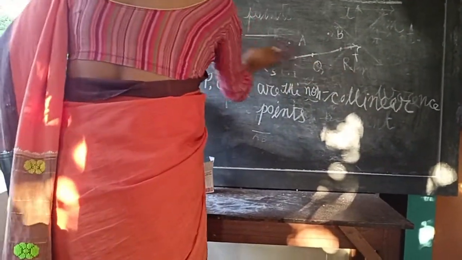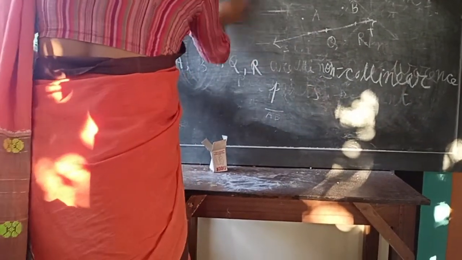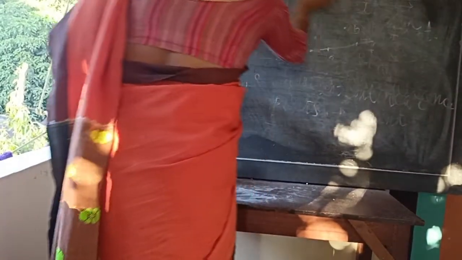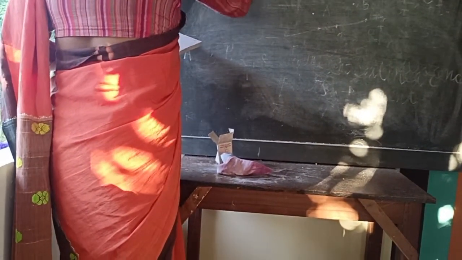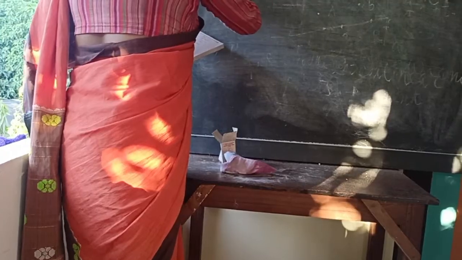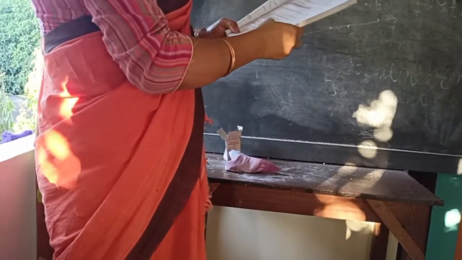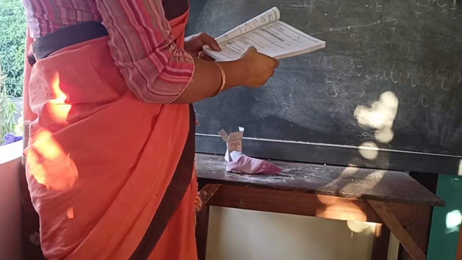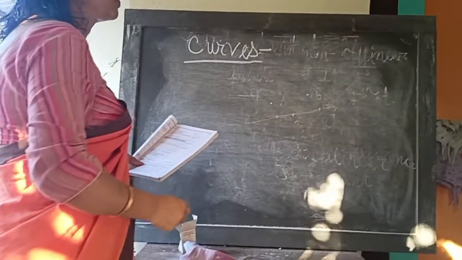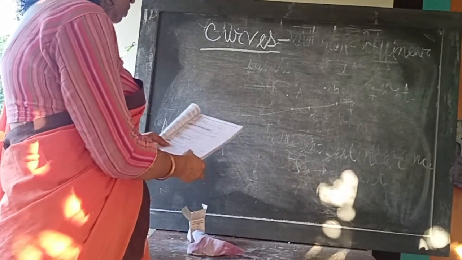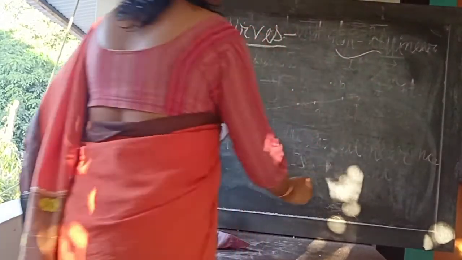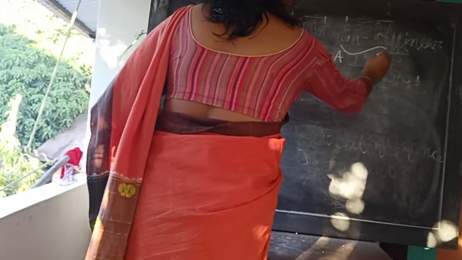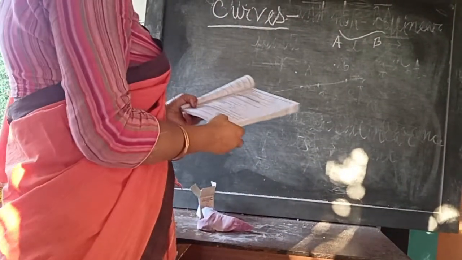Now we learn about curves. Closed curve, open curve, simple curves. Curves. What are curves? A curve is a part of a figure which is not drawn with the scale. Suppose this is a curve AB. AB is a curve.